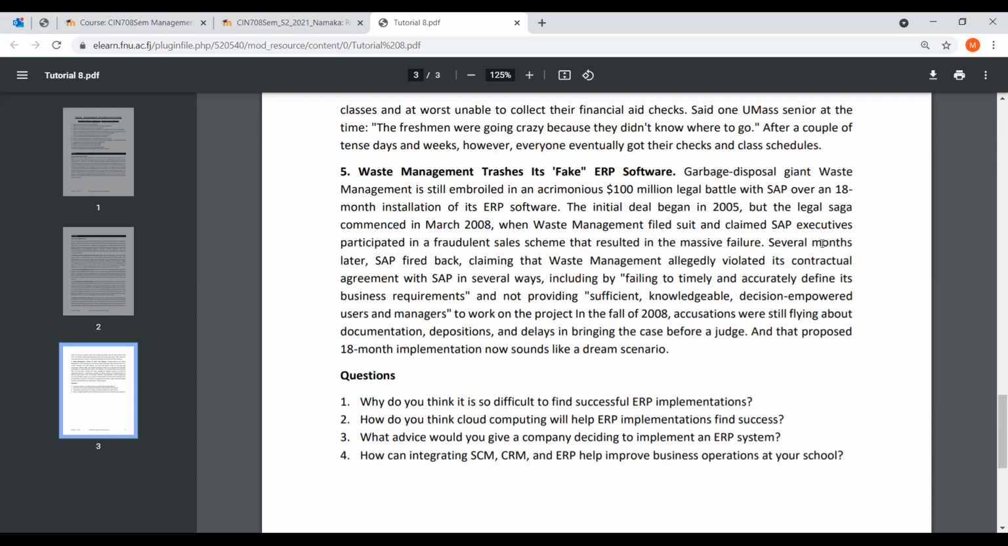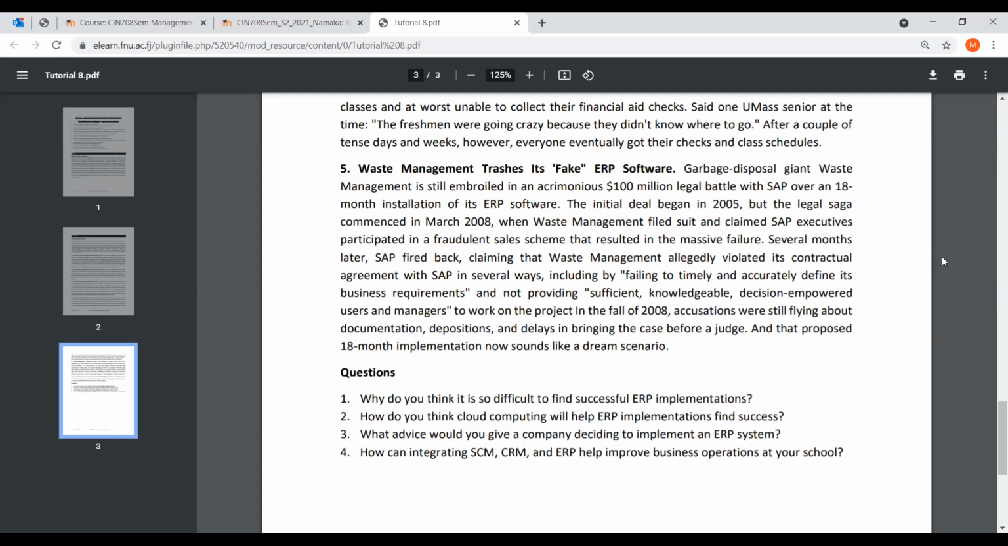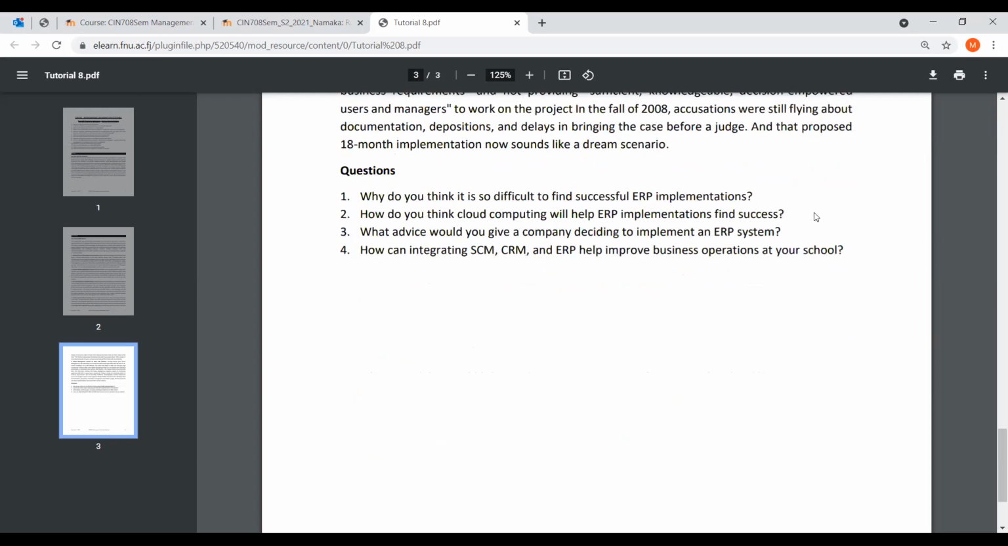If you install a Banner system, very similar to an ERP system, it took 3 years for FNU to implement, costing about $28 to $30 million. So yes, it takes that much time. It was supposed to take about 18 months to implement the ERP system, but now it might go on forever, because there is a legal lawsuit filed, and only when that case is resolved can people continue. Question: why do you think it is so difficult to find successful ERP implementations?